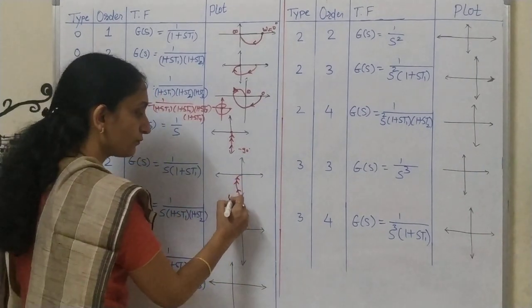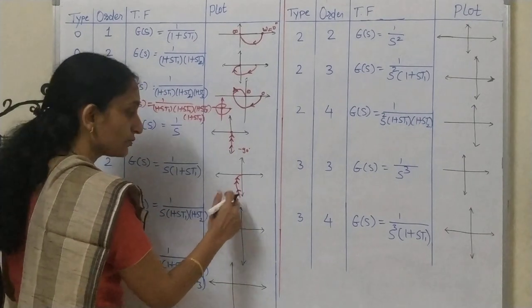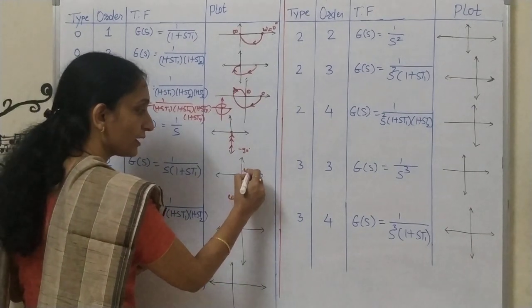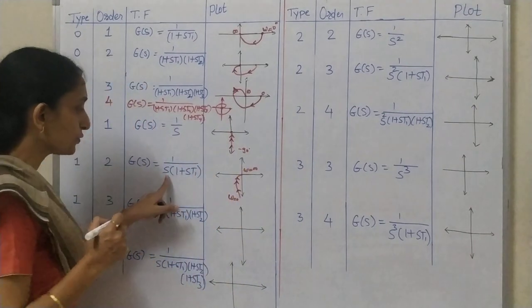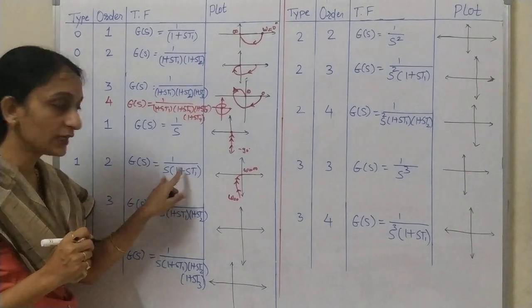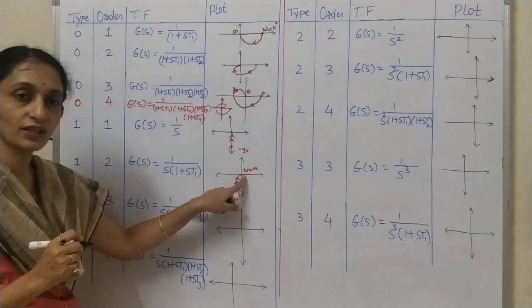Starting point will be from here, for omega equal to 0, and this will be the end point at omega equal to infinity, okay. So as two poles are there, the angle will be 180, so it is intersecting the 180 line.